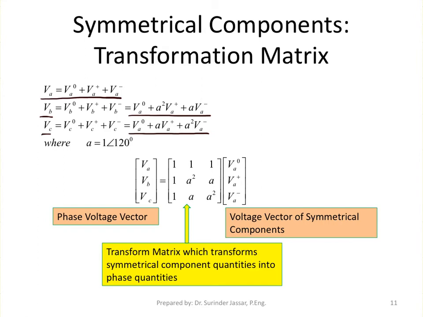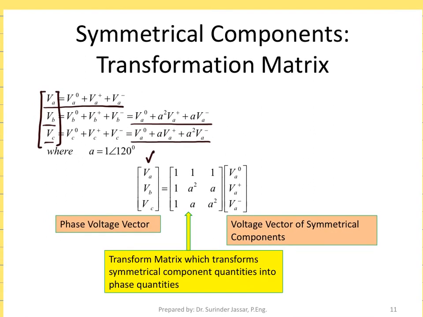We can write it in matrix form. How? This is going to be your vector, which is right in here. And then the other vector is going to be VA0, VA positive, VA negative in here. So the first equation is 1 times VA0, 1 times VA positive, 1 times VA negative. So 1, 1, 1. Of course, you have to sum up the values too. That equals phase voltage A.